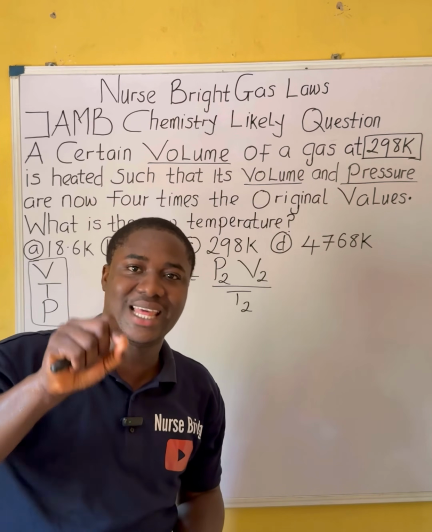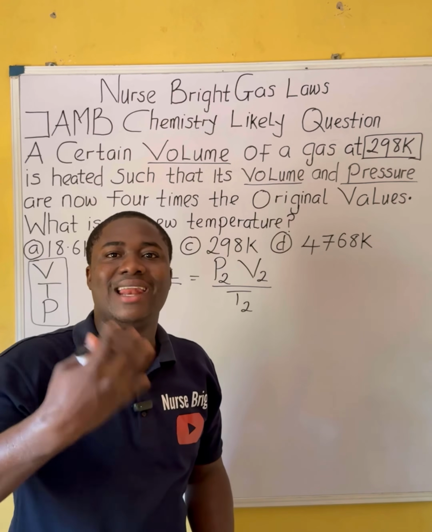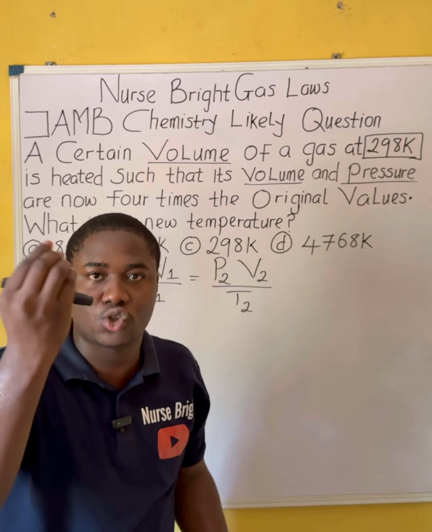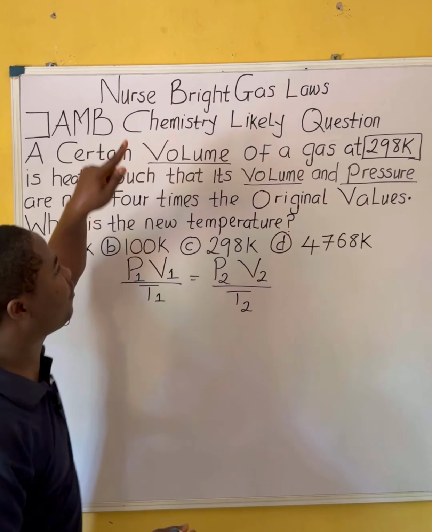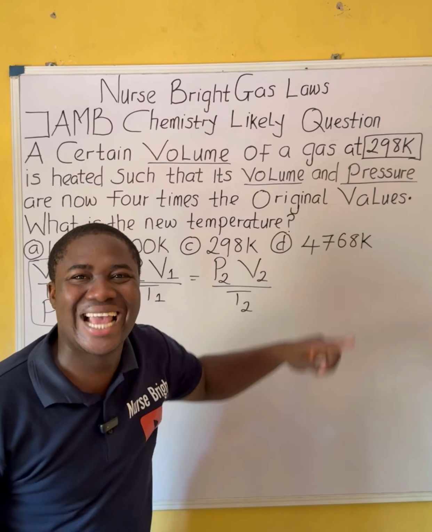So you solve and provide the answer in the comment section. So guys, let us bring out the parameters we need to solve this question. Pay attention. The question again says a certain volume of a gas at 298 Kelvin.